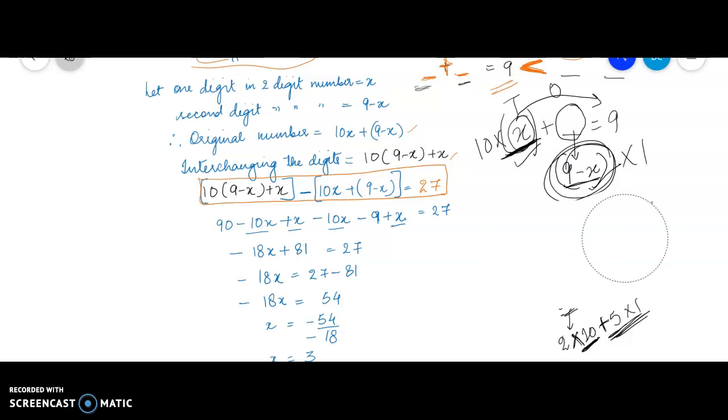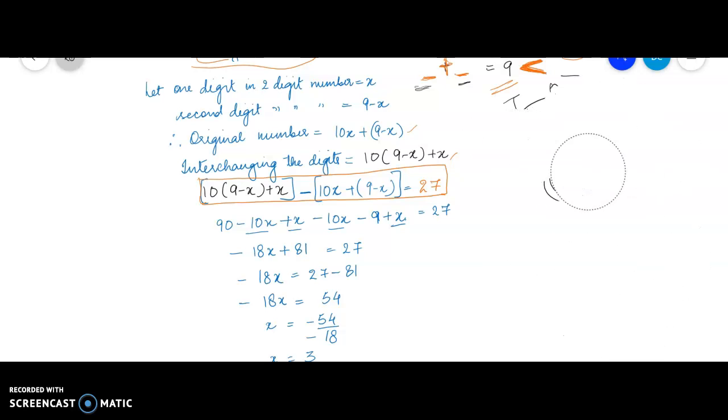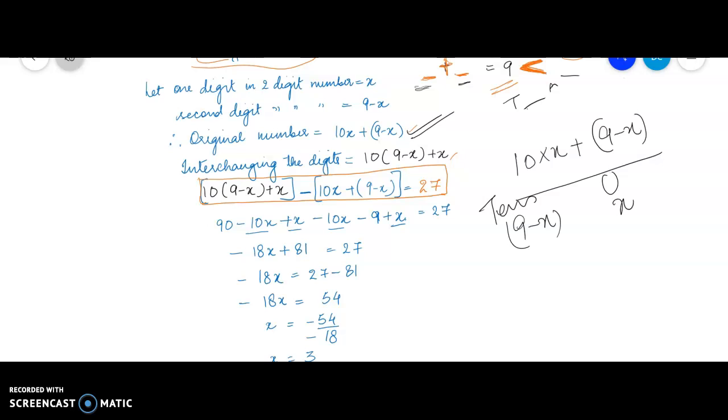Therefore, I'm getting 10 into x plus 9 minus x as my original number. Fine. Now interchanging the digits. Now this 9 minus x is in tens place and x is in ones place. So this should be multiplied by 10, this should be multiplied by 1, and they should be added, right? So this is the new number. See, interchanging the digits, I'm getting the new number.